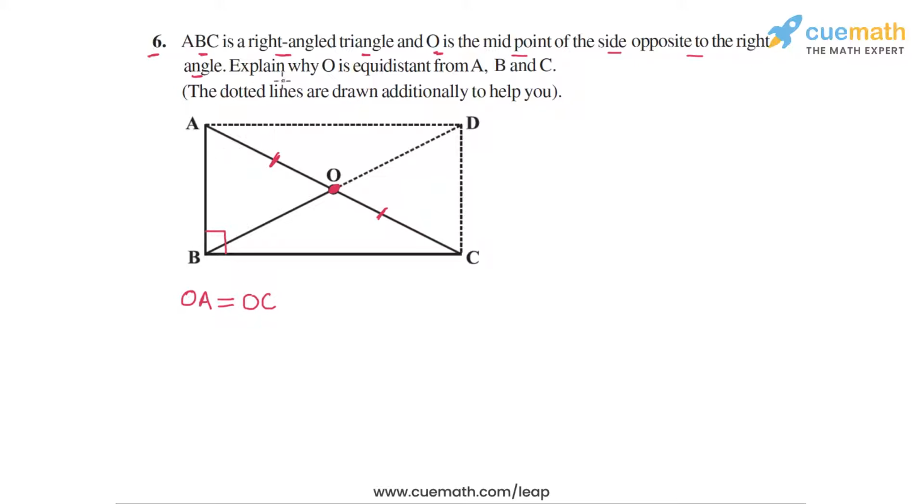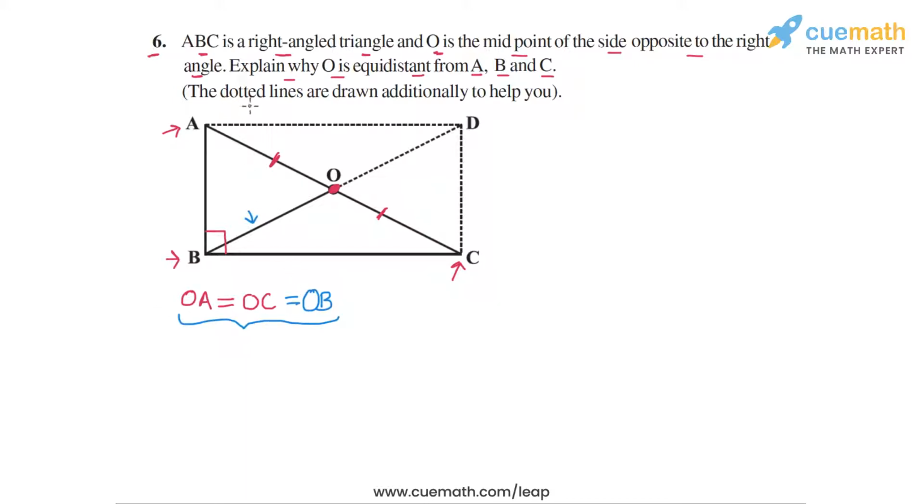And then the question says, explain why O is equidistant from A, B and C. So the fact that O is equidistant from A and C is obvious because O is the midpoint of AC. But we also have to prove that O is at the same distance from B as well. So basically we have to prove that this distance OB is also equal to OA and OC. So we have to prove that OA is equal to OC is equal to OB. This is essentially what we have to prove.